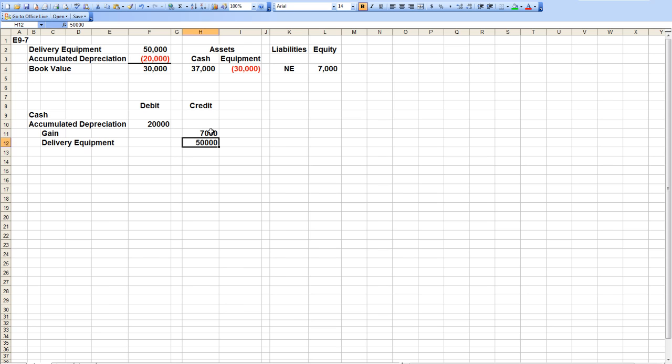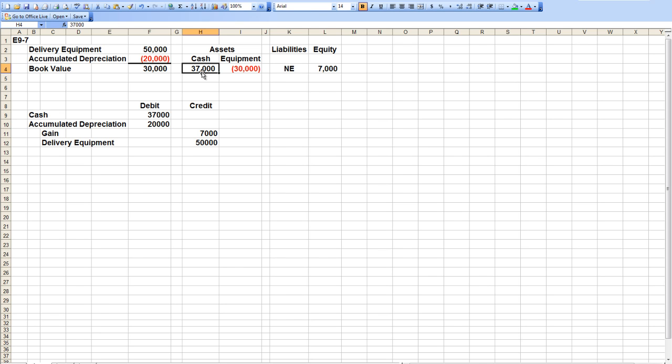The reason I'm making a credit goes back to our rules of debits and credits. We have an increase in equity, and increases in equity are recorded with credits. And then I'm going to make a debit here to cash for $37,000, what I actually received. And lo and behold, we have equality of debits and credits.